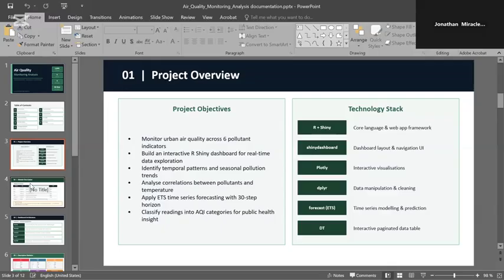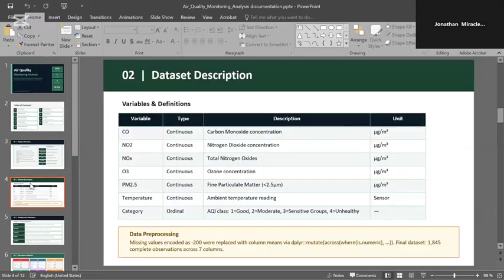Hi, my name is Jonathan Kamarachi, and I'll be taking us through the data set description. Here, the data set covers 6 continuous pollutants and environmental variables: carbon monoxide, nitrogen oxide, nitrogen dioxide, ozone, PM2.5, and temperature, plus an ordinal AQI category ranging from 1, which is good, to 4, which is unhealthy.